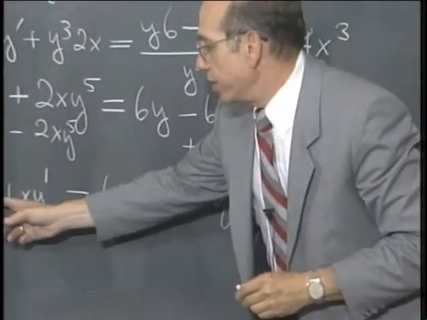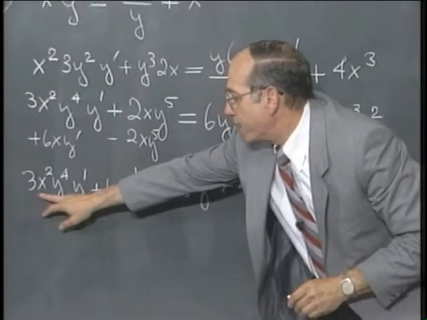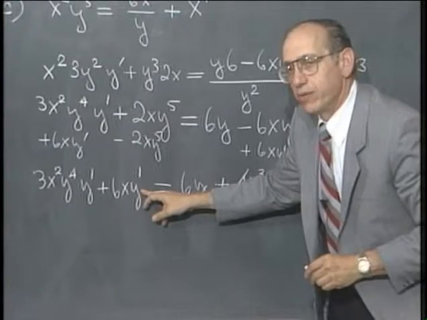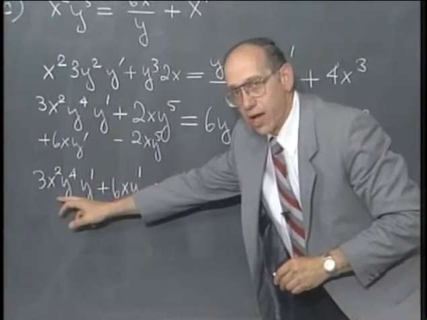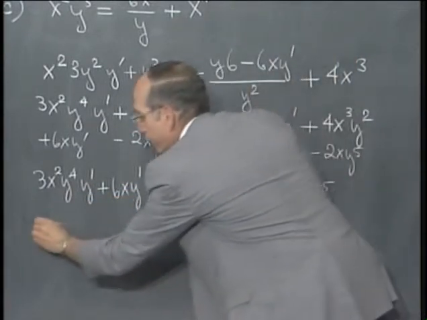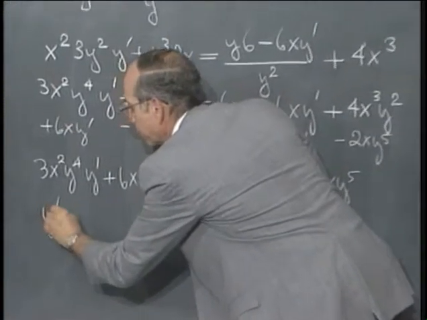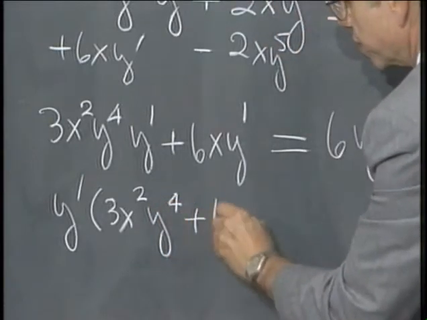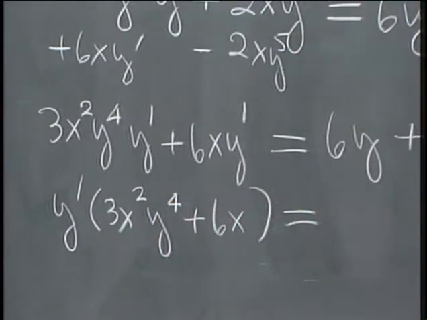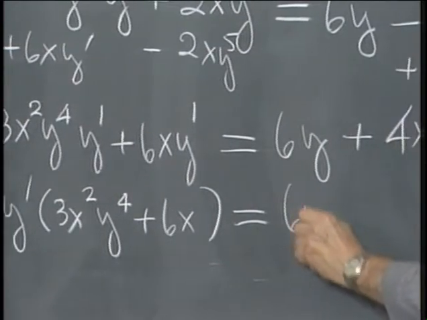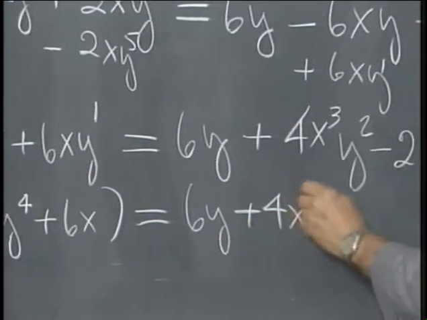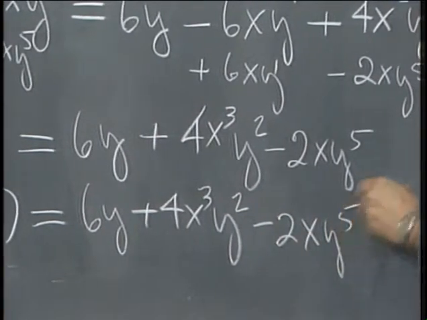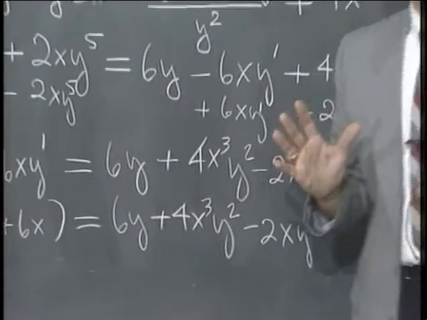Finally, on this side of the equation, we have two terms, both of which involving the factor y prime. We can factor the y prime. It's a common factor in both terms. And we have y prime times 3x squared y to the fourth plus 6x. And that's equal to, I'm just going to have to recopy this, 6y plus 4x cubed y squared minus 2x y to the fifth. One last step, and what is that?